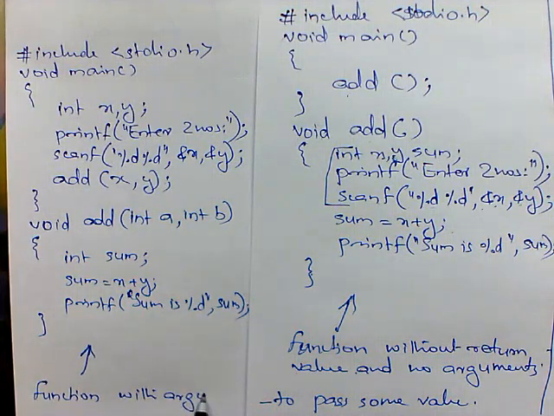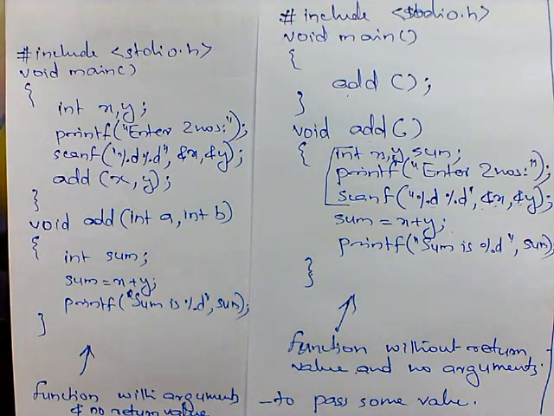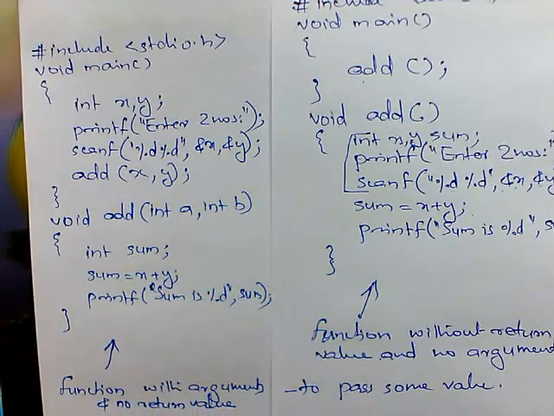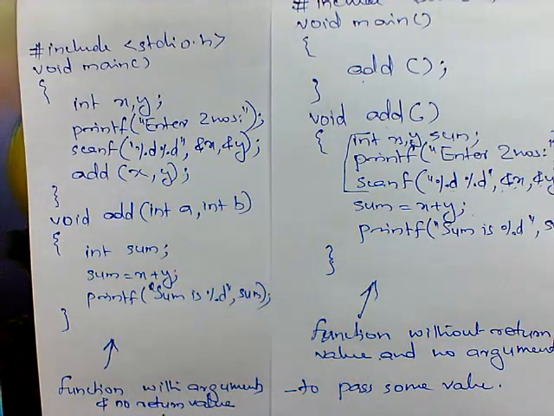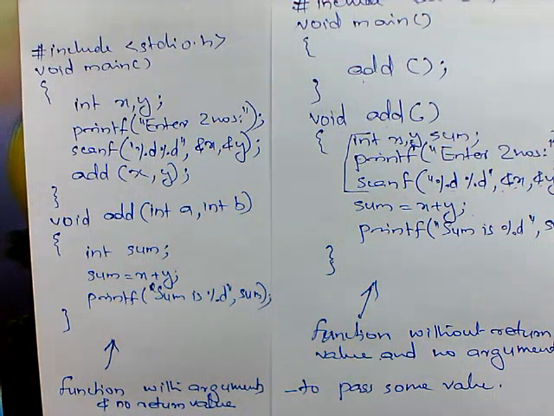So this is an example for a function with arguments and no return value. In the earlier program we were not passing any arguments and had no return value; in this program we are passing arguments and we have no return value.